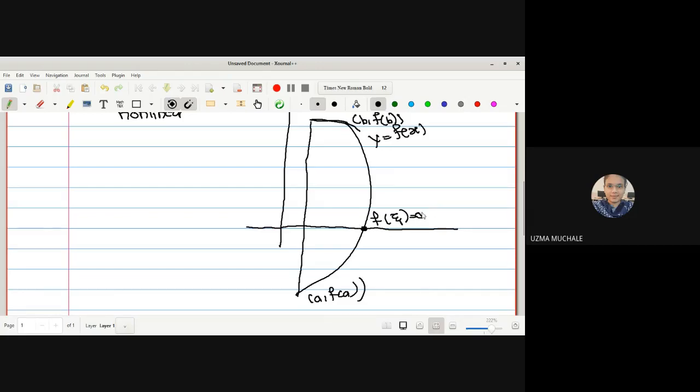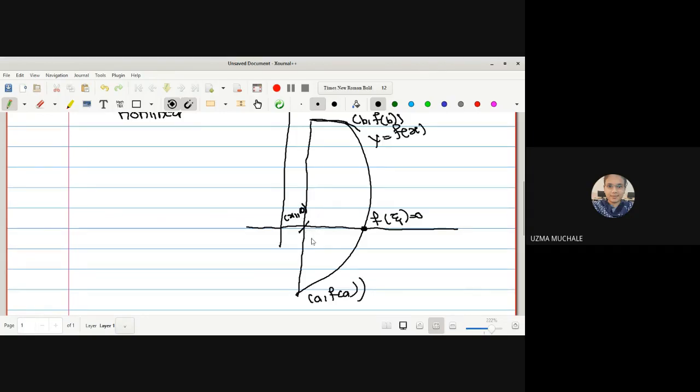So f of zeta is 0 means y is 0. The corresponding value is called a root of an equation. So this is the exact root of the equation, but we have to find it. For that, we find the line joining the 2 points, and then this will be the approximate root. This approximate root is nothing but x1 comma 0. This is the first approximation.